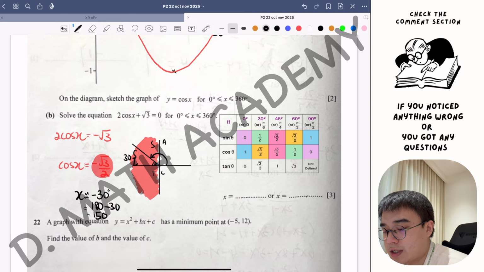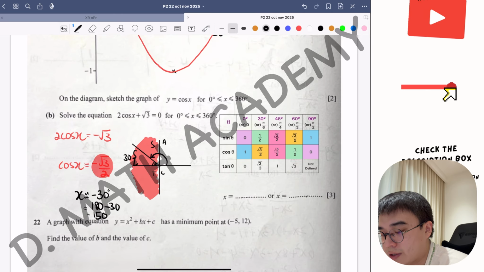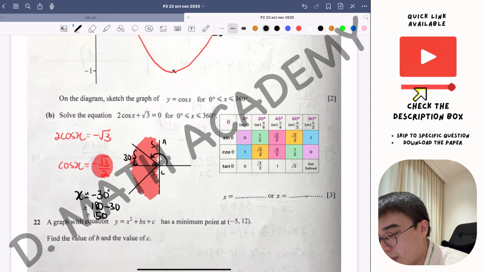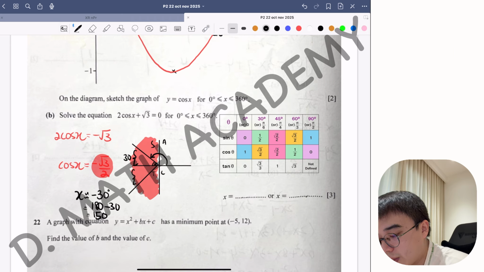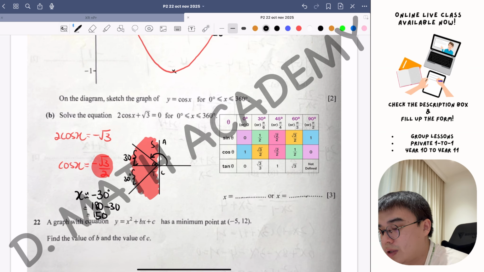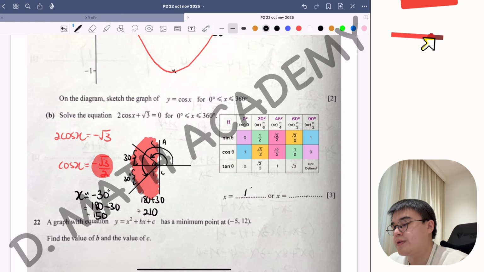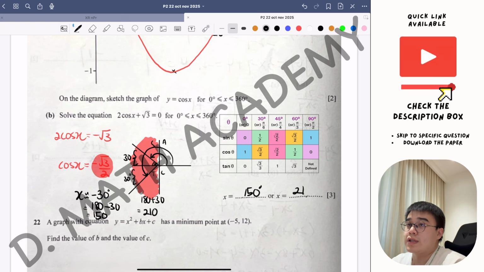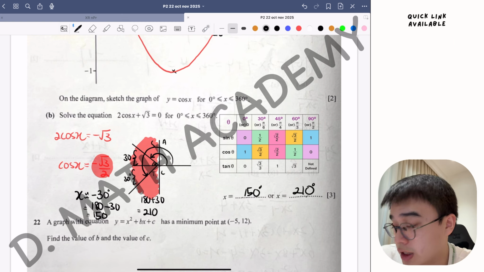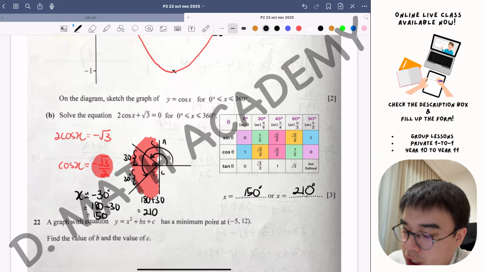And to find your second answer, because the parts that you're shading are next to each other, it's safe to say that this is 30 degree as well. So all the way to this line, it will be 180 plus 30. That will be 210. That's why 150 degree and 210 degree is your answer here. So anything, just refer to the chart.